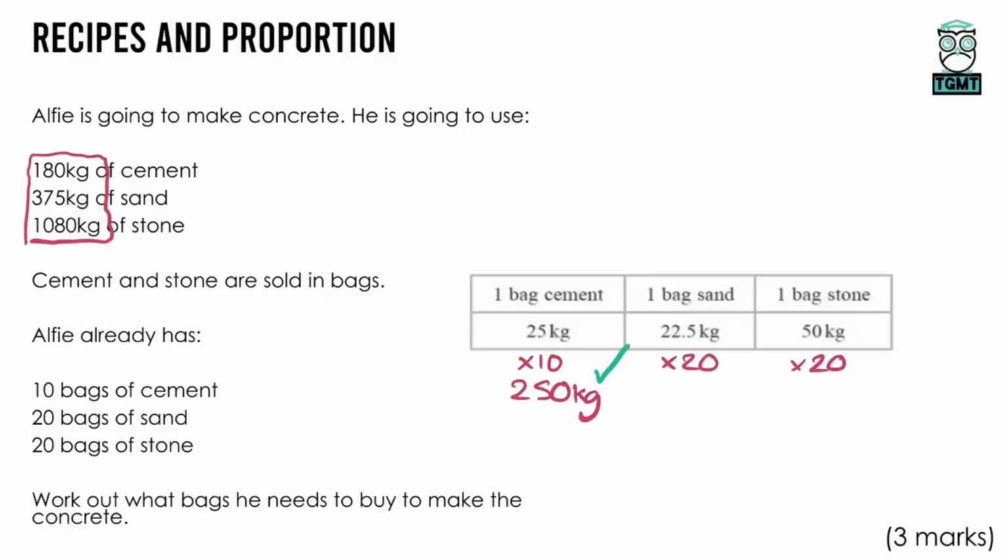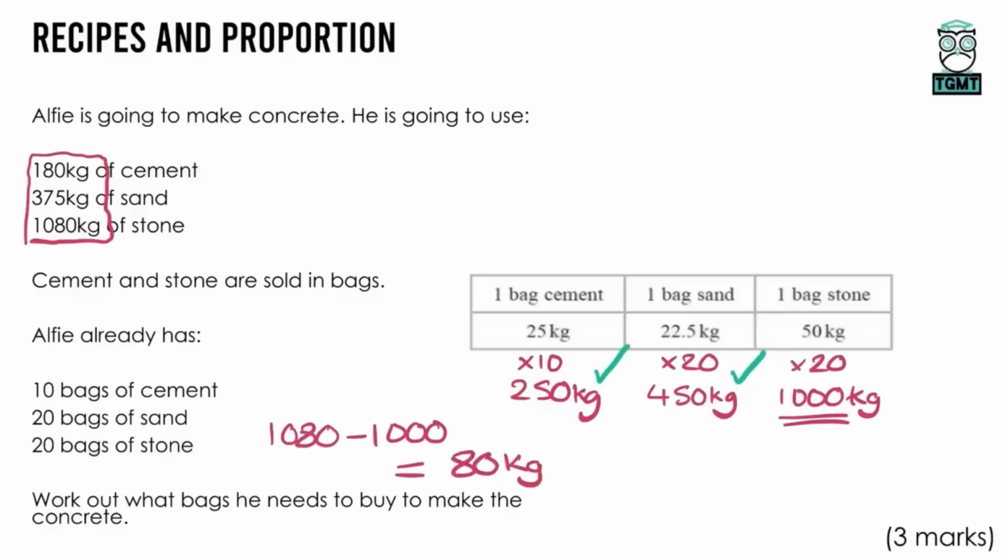On to the next one, 22.5 times 20 is 450 kilograms of sand. We have enough of that. And on to the last one, 50 kilograms times 20 is 1,000 kilograms. Now, he needs 1,080 kilograms. So here is the limiting amount, and he's going to need to buy more bags of stone. So to write out exactly how much we need, 1,080, subtract the 1,000 that we have, leaves us with 80 kilograms of stone that we need to buy.